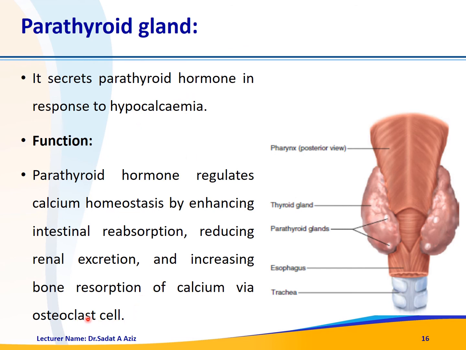During hypocalcemia, the parathyroid hormone can induce the osteoclasts to remove calcium from the bone and secrete it into the circulatory system, and through these three main pathways, the level of calcium can be returned to the normal physiological level.